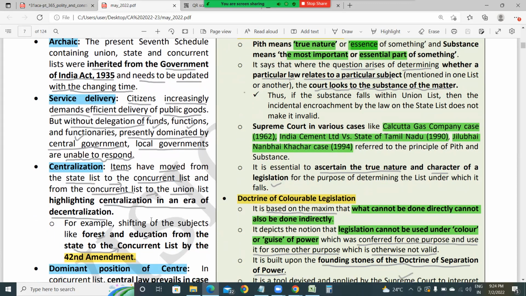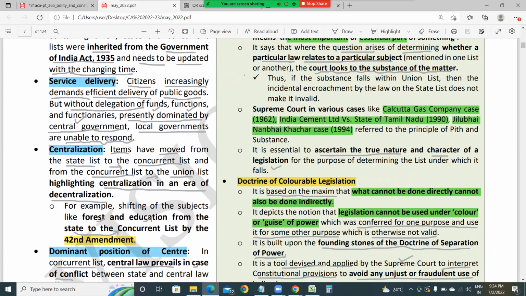Centralization. Items have moved from the state list to the concurrent list and from the concurrent list to the union list. It highlights that centralization is in an era of decentralization. For example, shifting of the subjects like forest and education from the state to the concurrent list by the 42nd Amendment. What will happen after the shifting of subjects? The Parliament also can make laws on this subject.